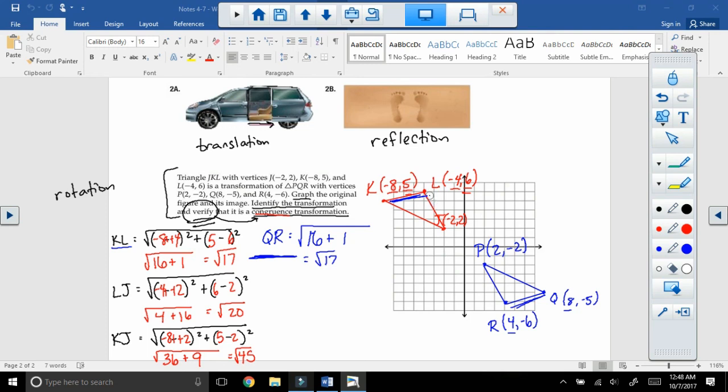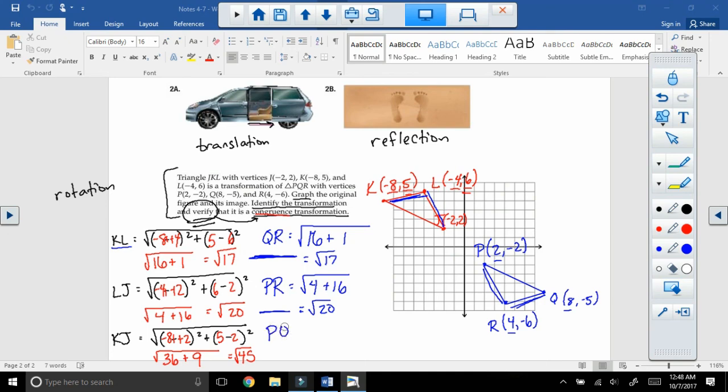For this next one, LJ looks like it's the same as PR, so I need to find the length of PR. The distance between the x values, 2 and 4, is 2, and 2 squared is 4. And the distance between those y values is 4. 4 squared is 16. So that ends up being the square root of 20. Again, those are congruent, so that's good.